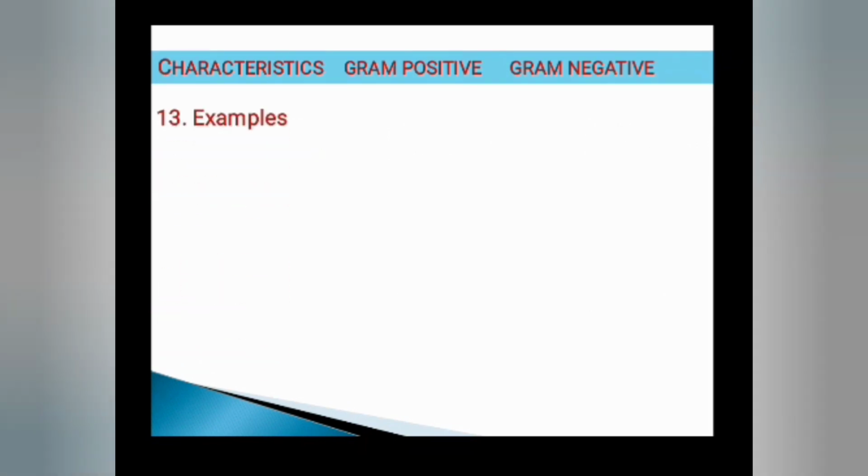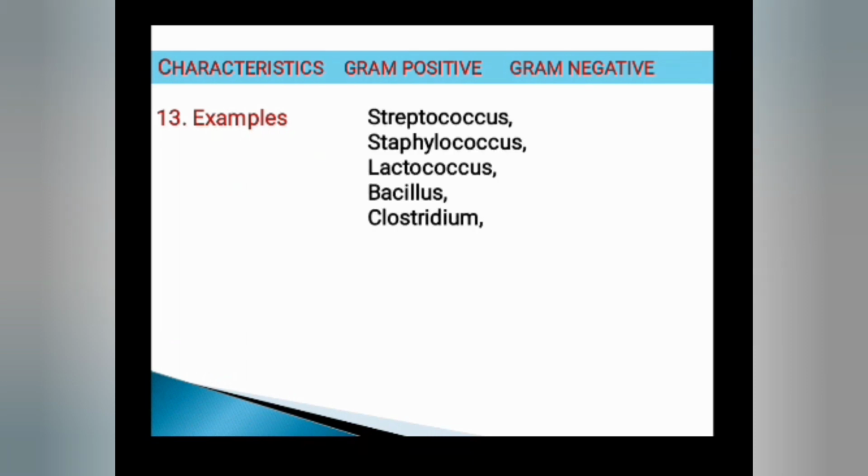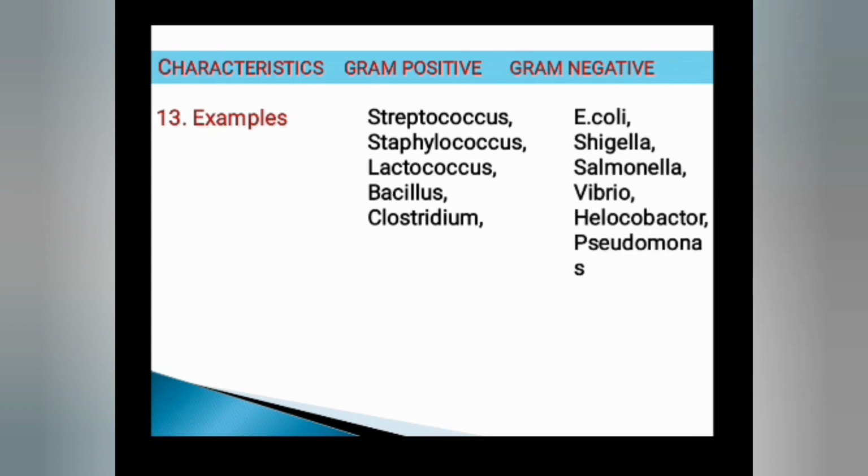Now the examples. The examples of gram-positive bacteria are Staphylococci, Streptococci, Lactococci, Bacillus, Clostridium, etc. And the examples of gram-negative bacteria are E. coli, Shigella, Salmonella, Vibrio, Helicobacter, Pseudomonas, etc.